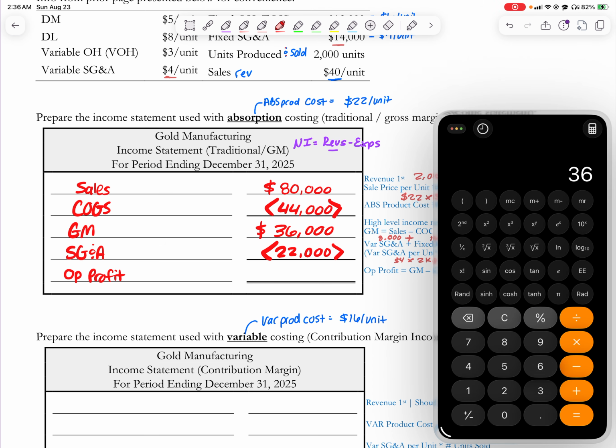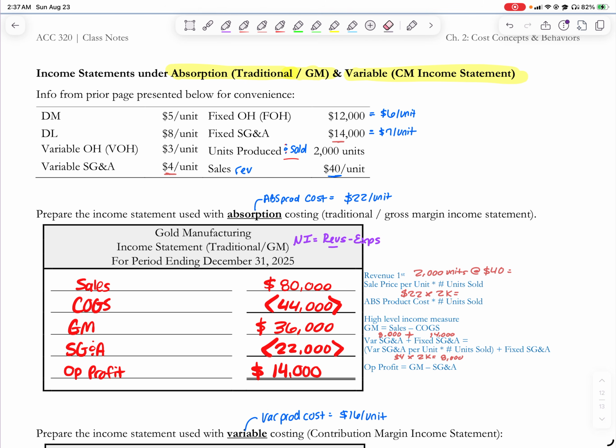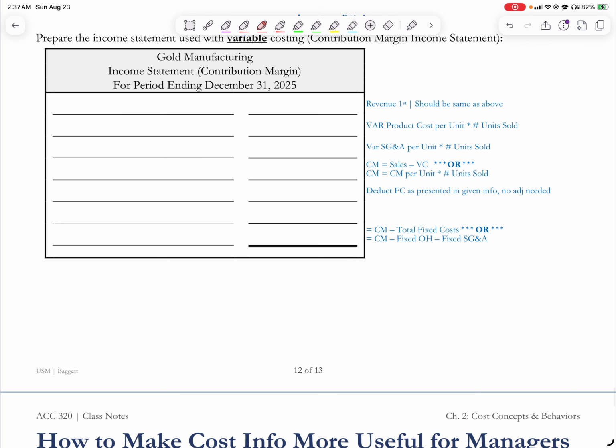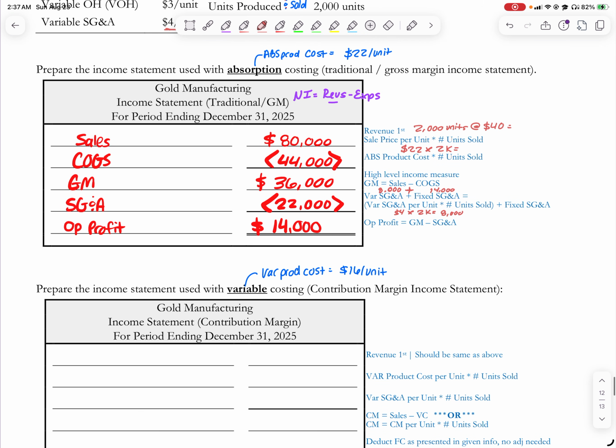So take the 36 I had in income left over after reducing by cost of goods sold, and go ahead and subtract out the rest of the expenses, the SG&A of 22. That leaves me with operating profit of $14,000. Note, given that units produced and sold are the same number, I expect this to also equal 14,000 if I've done it correctly.